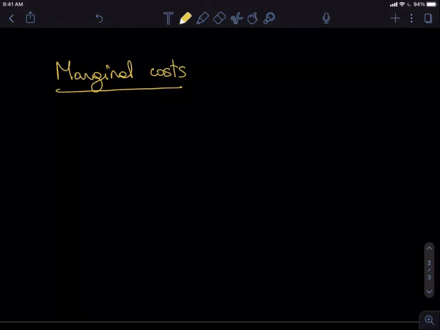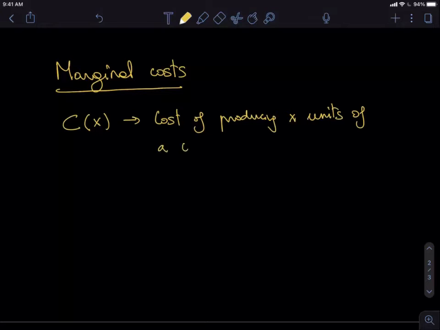There are also applications in economics of these rates of change that we have seen. One of the examples is the notion of marginal costs. Let's say that we have a function c of x that gives the cost of producing x units of a commodity. It could be chairs, it could be cars, it could be loaves of bread. So this is the cost function.